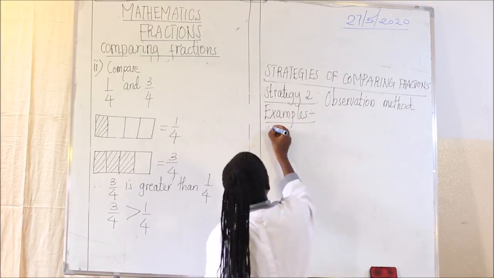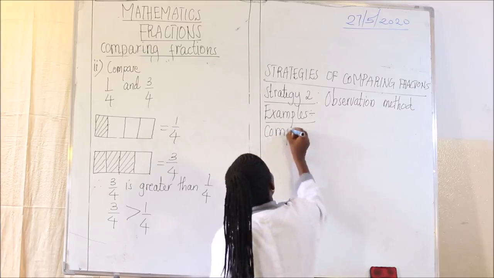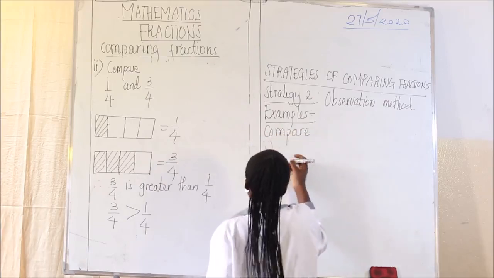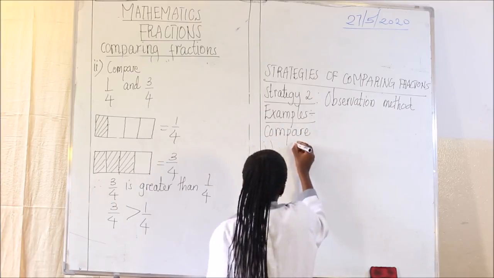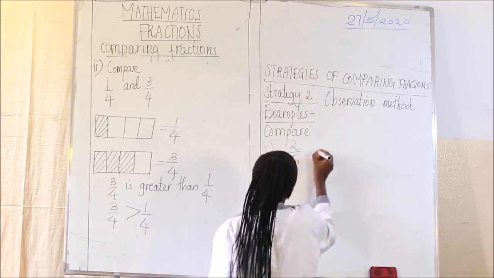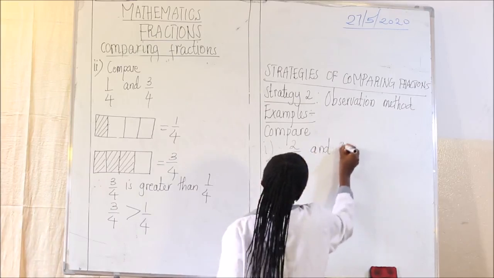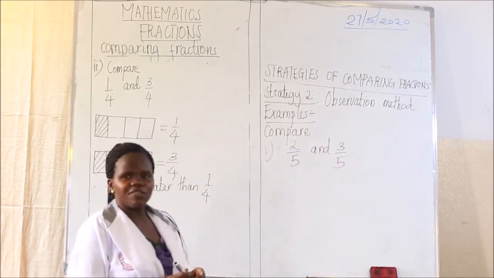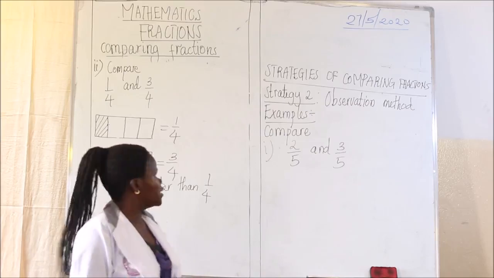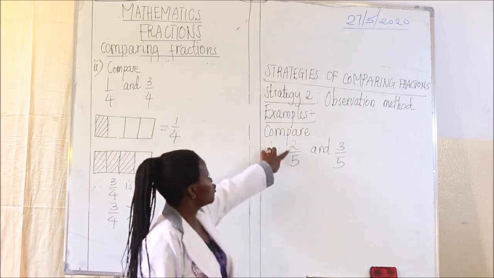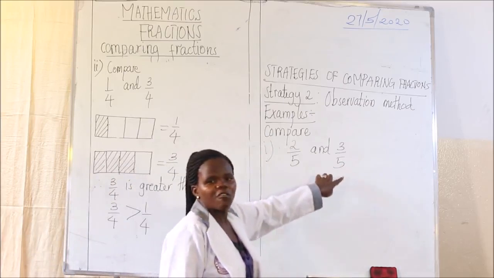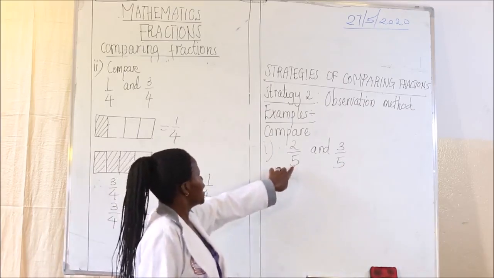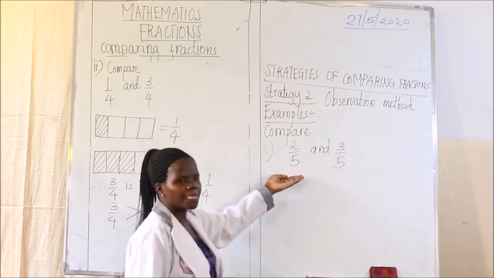Example 1. Here we have compare, maybe 2 over 5 and 3 over 5. As I have said, in observation, we are using the fractions with the same denominators. Here you can see we have 2 over 5 and 3 over 5. They are sharing the same denominators. The denominator is number 5. The bottom number is number 5.